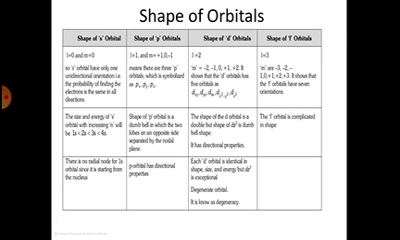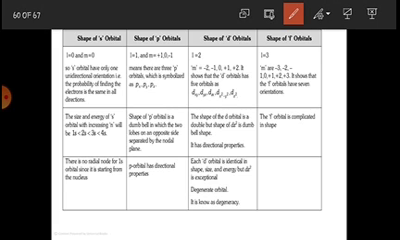Okay, so the first column, the shape of s orbital. If the azimuthal quantum number, that is L, is equal to 0 and m is equal to 0, then s orbital has only one directional orientation, that is, the probability of finding the electron is the same in all directions. So if the value of L is equal to 0 and m is equal to 0, we get s orbital.